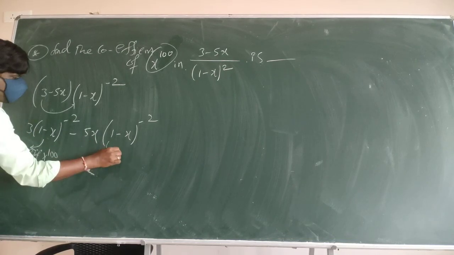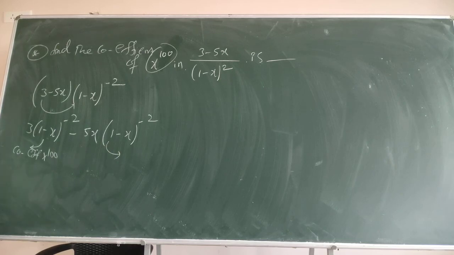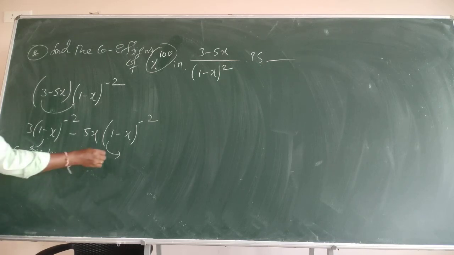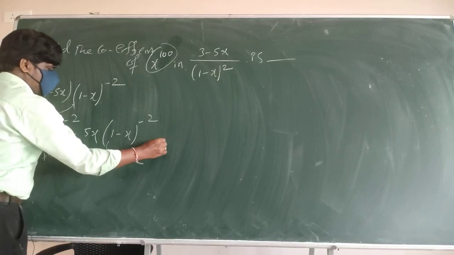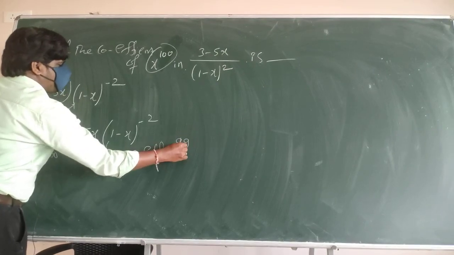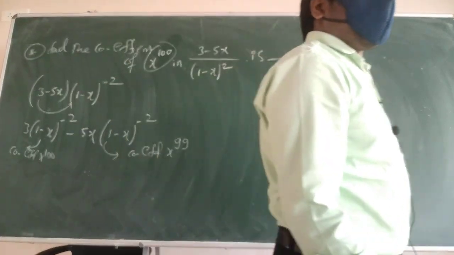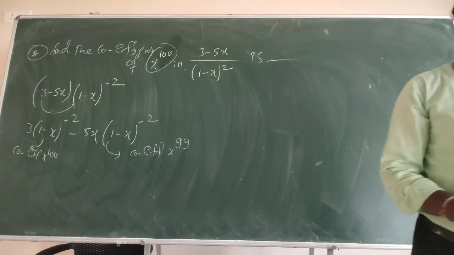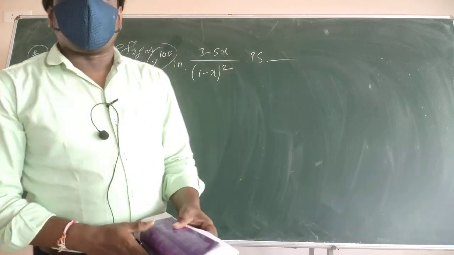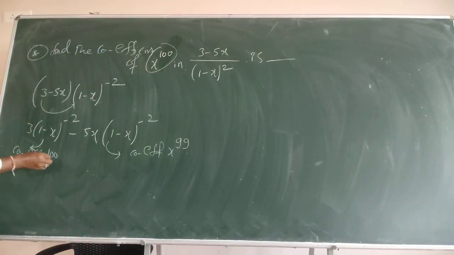From here what will I find? The coefficient of x power 99 I will find, because one x is already out. Are you getting what I said? Getting or not? So here I will find x power 100, but here I will find x power 99. You need to see it like that.